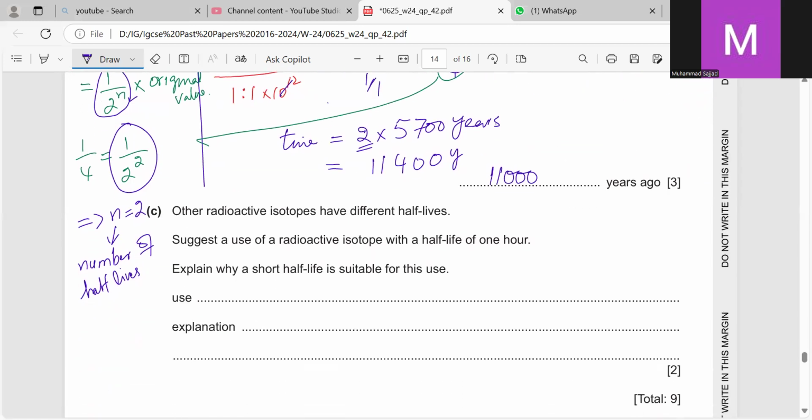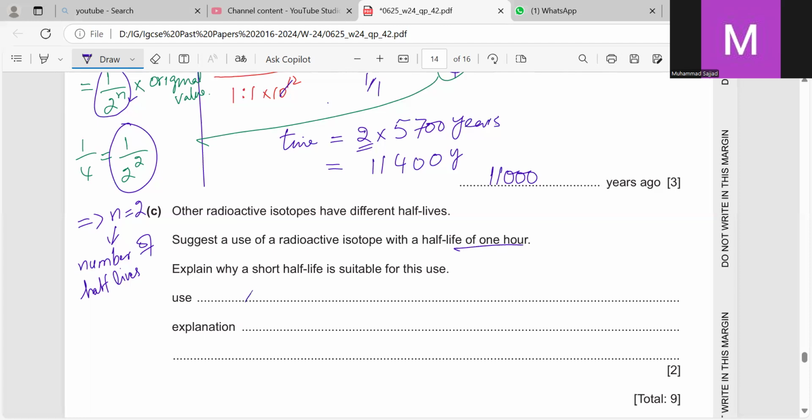Now, my dear friends, other radioactive isotopes have different half-lives. Suggest a use of radioactive isotope with half-life of 1 hour and explain why a short half-life is suitable for this purpose. So first of all, we can use this sort of isotope which is with the very short half-life of 1 hour. It is used in medical tracers, medical imaging, medical diagnosis, all of them almost same.